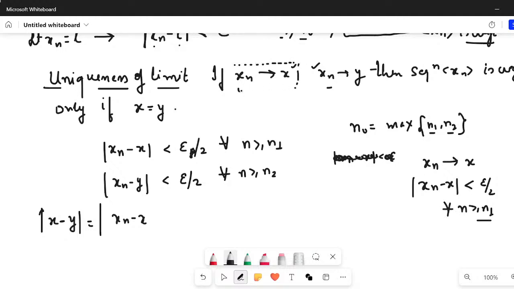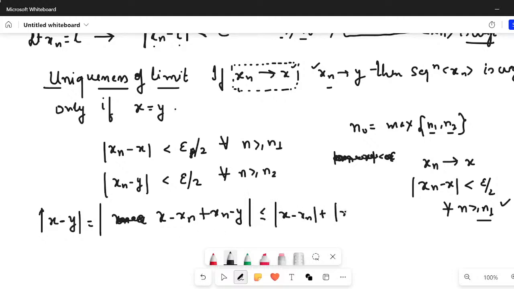If I am saying that xn converges to x, then what does it imply? The distance between xn and x can be made as small as possible after some n1. Okay, now I am taking this distance x minus y. So if I want to take this distance x minus y, I can do it in this manner: x minus xn plus xn minus y. This is also how I can write. Now by modulus inequality, I know this will be less than equal to modulus of x minus xn plus modulus of xn minus y.